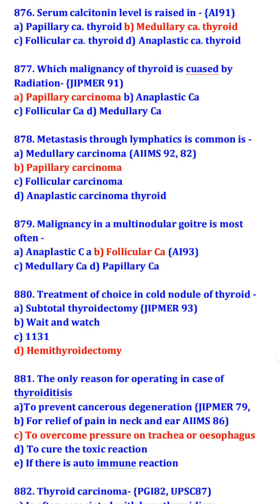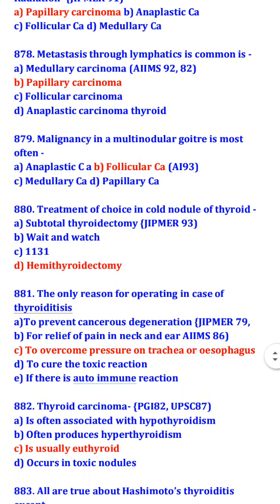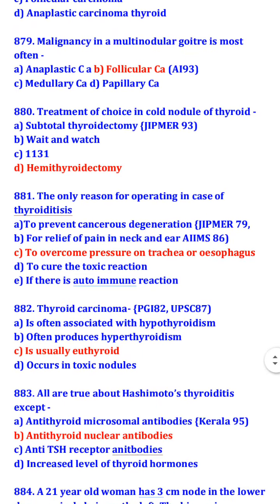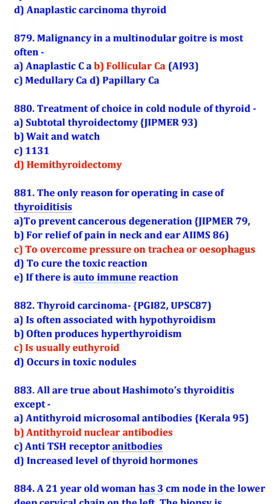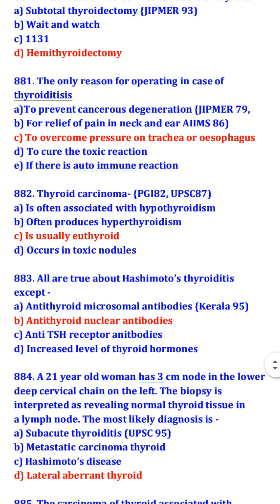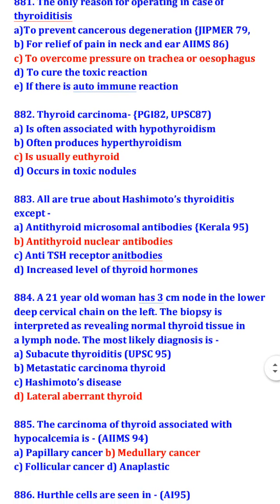Malignancy in a multinodular goiter is most often follicular carcinoma. Treatment of choice in cold nodule of thyroid is hemithyroidectomy. The only reason for operating in a case of thyroiditis is to overcome pressure on trachea or esophagus. Thyroid carcinoma is usually euthyroid. All are true about Hashimoto's thyroiditis except antithyroid nuclear antibodies.